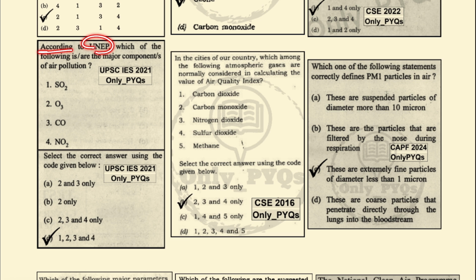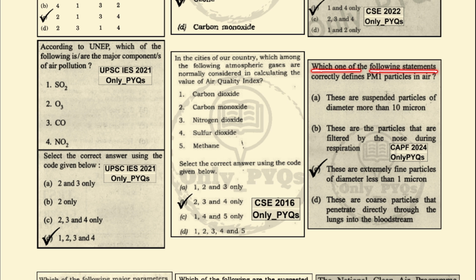According to UNEP, which one of the following are the major components of air pollutants? It is SO2, ozone, CO, NO2. All of these are the major components of air pollutants. In the cities of our country, which among the following atmospheric gases are normally considered in calculating the value of air quality index? It is the carbon monoxide, nitrogen dioxide and the sulfur dioxide which are being used.